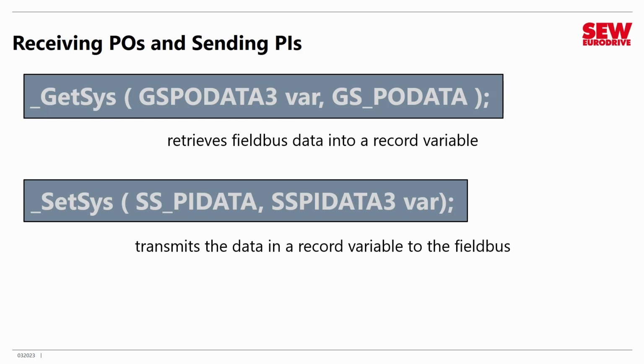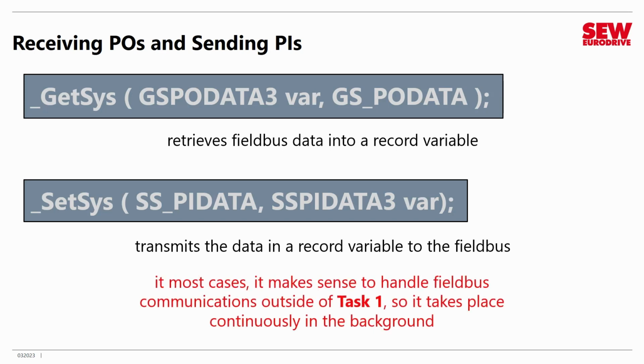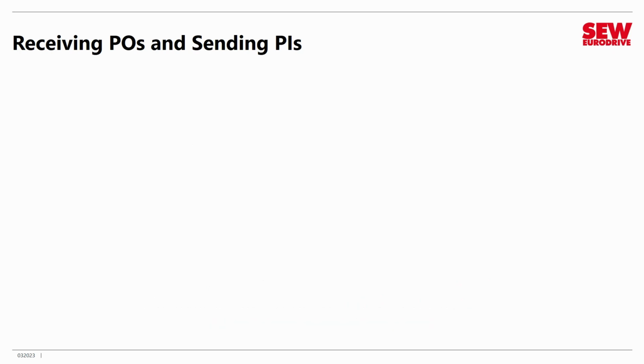It's actually really simple. Now, what most programmers do, they don't do this in task 1, which is kind of considered a foreground task. They start up one of the multitasking background tasks, either task 2 or 3, and they let it automatically send and receive process data words. So it's kind of taken care of in the background, and I will show you how to do this. Meanwhile, though, let's take a look at those complex data types that we have to use with those functions.